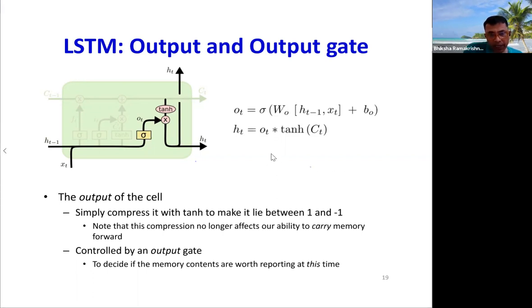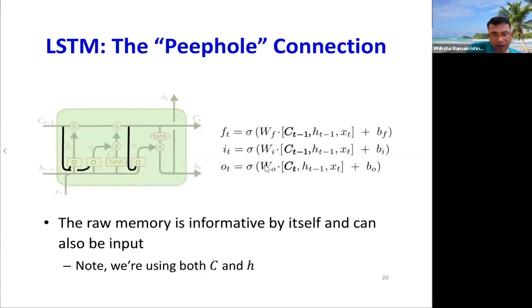And now, finally, the raw memory itself goes through this main line. And the raw memory carries information that may have been lost in the process of compression over here. So in the initial designs of the LSTM, the raw memory didn't directly feed to the gates. Later, it was found to be useful to actually have a direct line from the raw memory to these gates. And this connection is what is called the peephole connection.